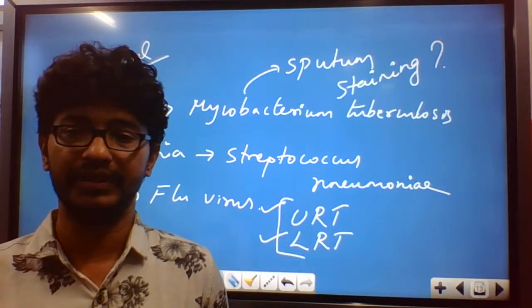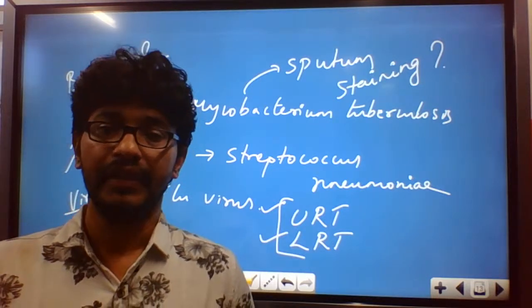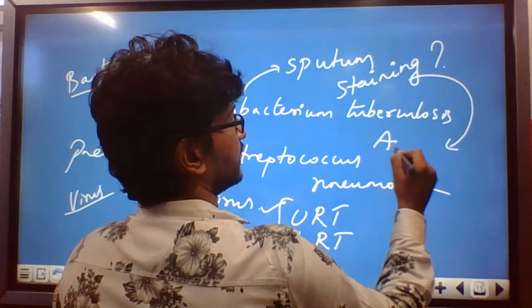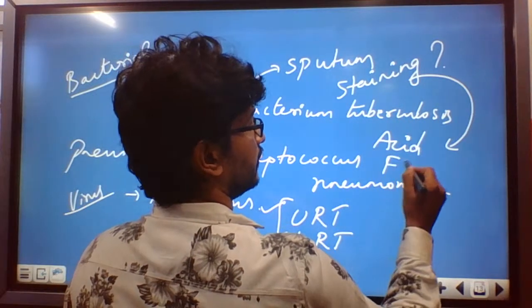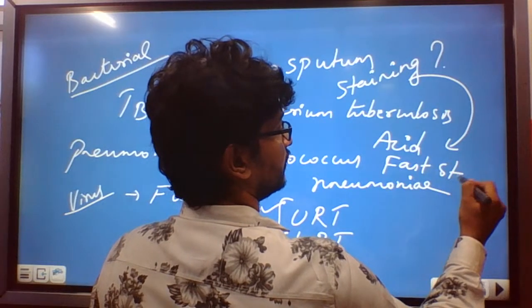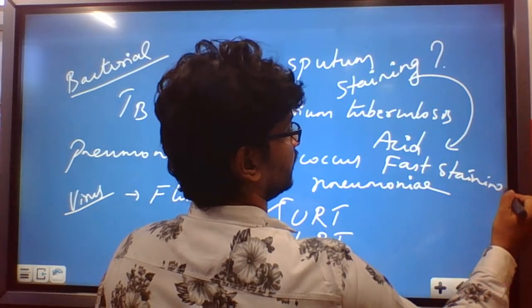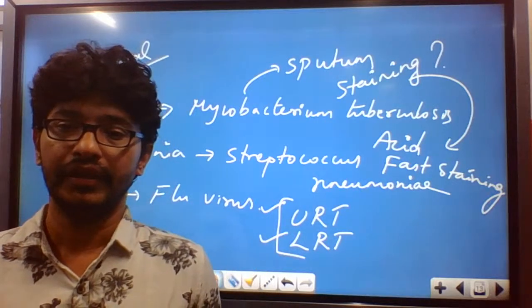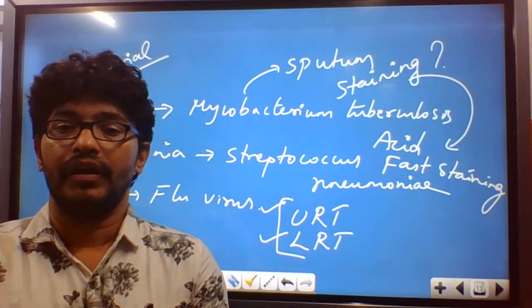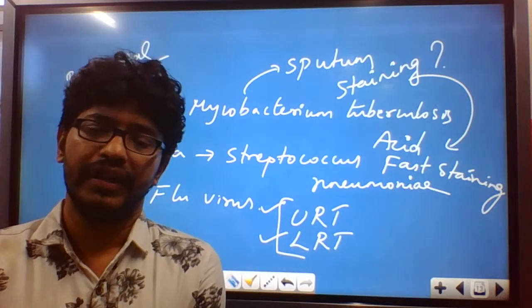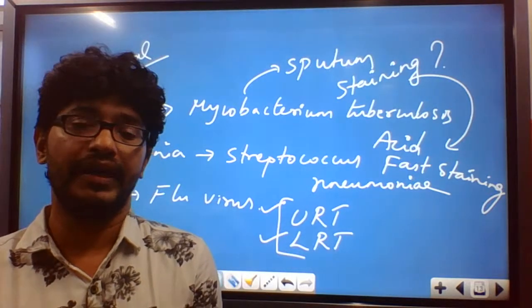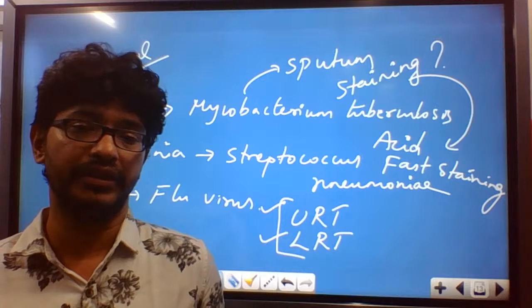You asked me what the name of the staining is. The name of the staining is acid fast staining. Acid fast staining technique. The normal technique is gram staining, which differentiates gram positive and gram negative, but gram staining will not work for Mycobacterium tuberculosis.